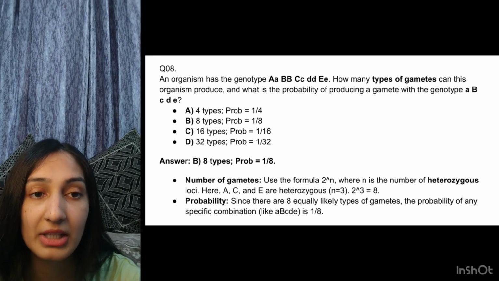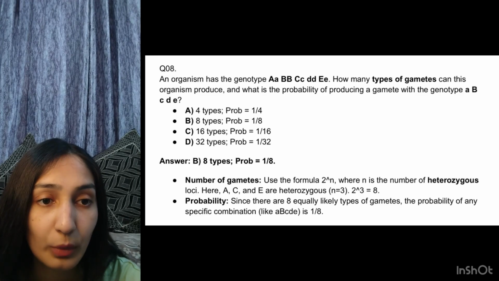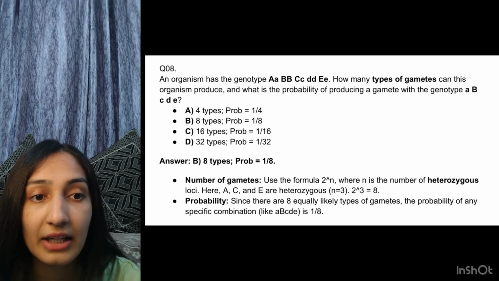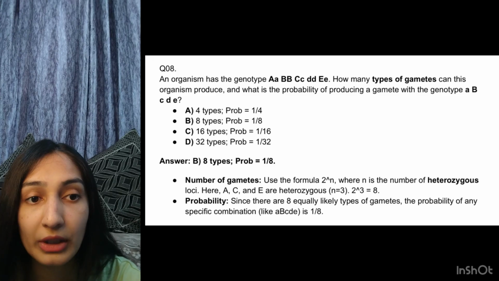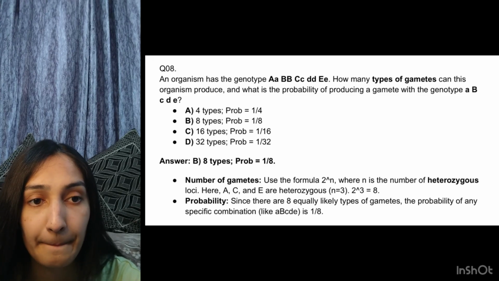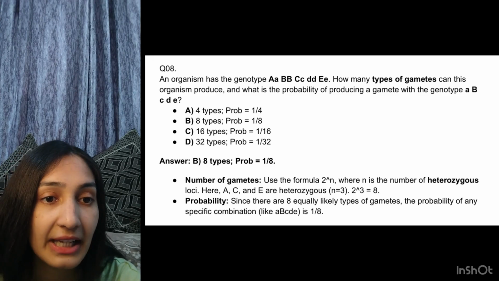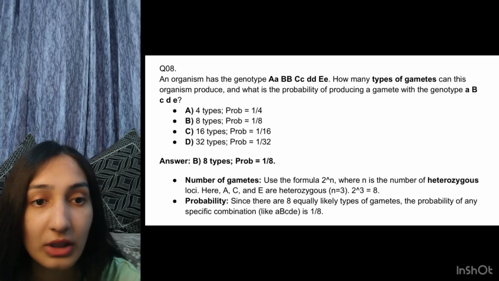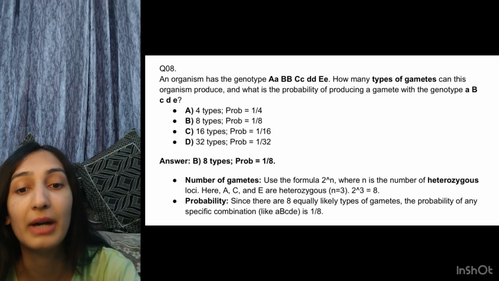For the number of gametes, use the formula 2 to the power n, where n is the number of heterozygous loci. Here A, C and E are heterozygous, so n is equal to 3, and 2 to the power 3 is 8. Probability: since there are 8 equally likely types of gametes, the probability of any specific combination like small a, capital B, small c, small d, small e is 1 by 8.